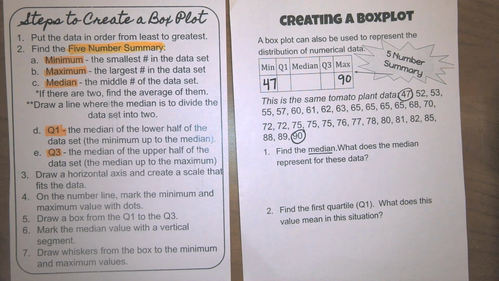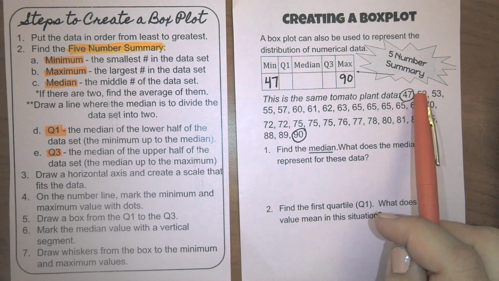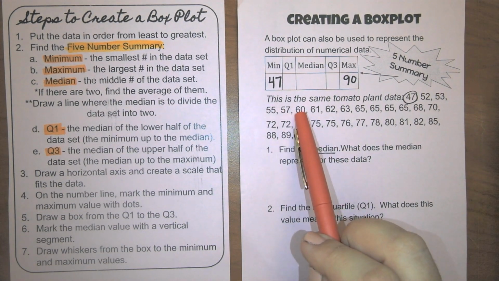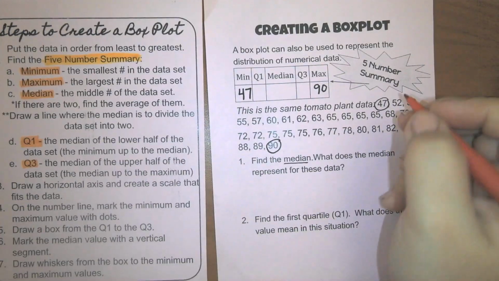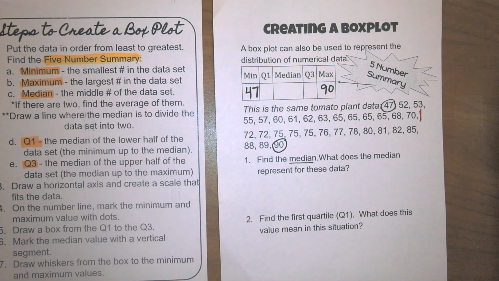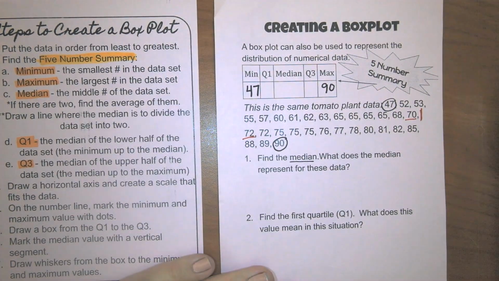So if we take a look at this data set of 30 numbers, the first 15 will be in the first group. So 1, 2, 3, 4, 5, 6, 7, 8, 9, 10, 11, 12, 13, 14, 15. Right here divides the group. So below that line is the first 15, and after that line is the second 15. So our middle is between the number 70 and 72.